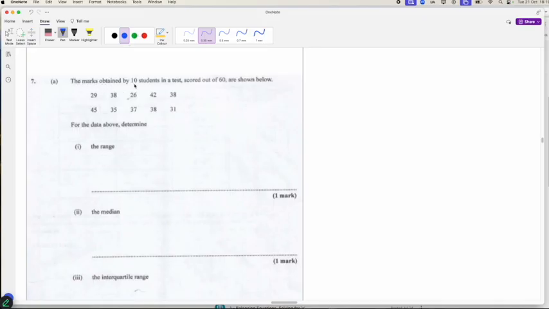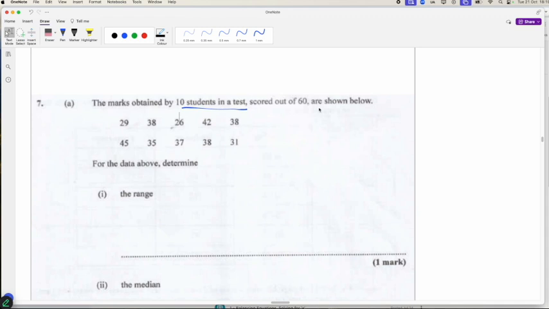The marks obtained by 10 students in a test, scored out of 60, are shown below. And I'm seeing these are 10 students here, right? For the data above, determine the range. So what I'll need to do is sort it. So let's put the marks out of 60 for 10 students. This is the marks here out of 60.